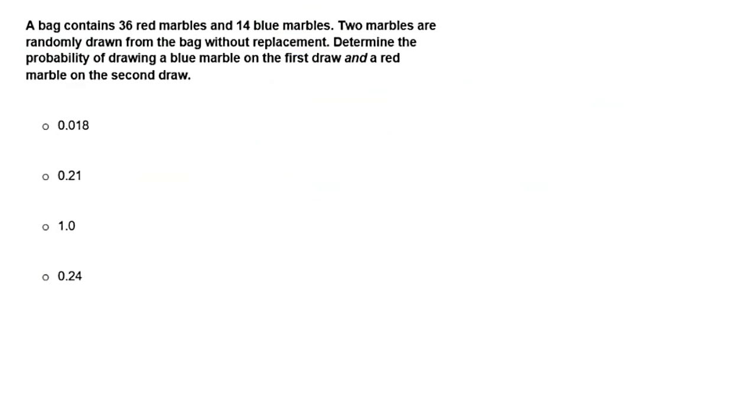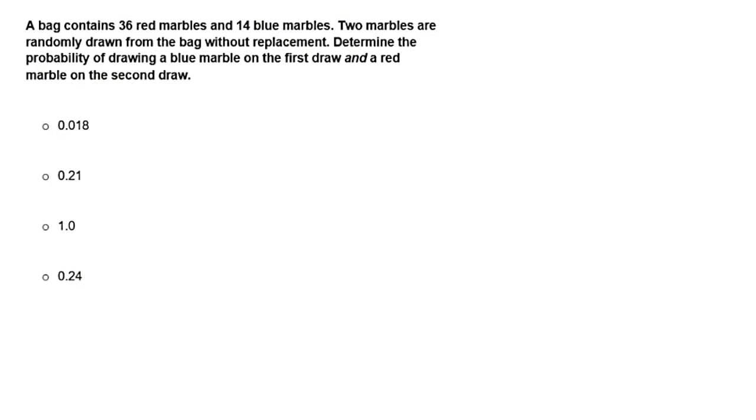Great job. A bag contains 36 red marbles and 14 blue marbles. 2 marbles are randomly drawn from the bag without replacement. Determine the probability of drawing a blue marble on the first draw and a red marble on the second draw. All right, there's a lot of conditions here, but it's really a basic probability problem.